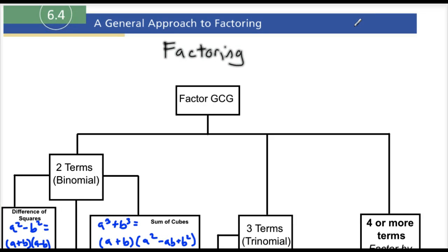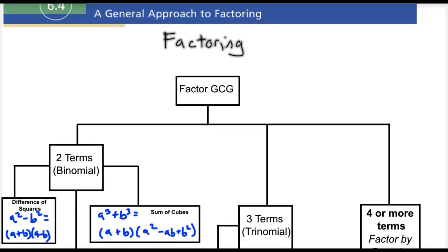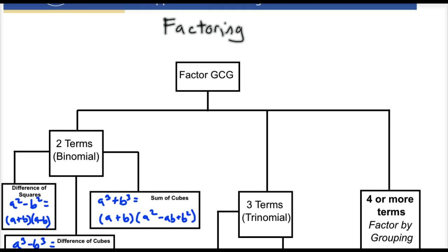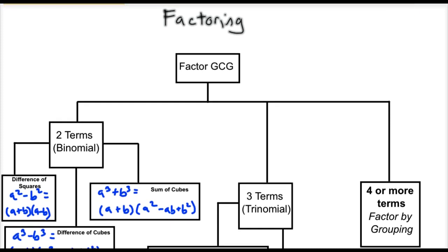All right, in this section, 6.4, we're now going to take all the different types of factoring problems that we've learned over the last three sections, 6.1 through 6.3, and combine them together. What I've tried to do here is create a flow chart that may help you do this. This is how the flow chart works, and I'm going to keep referring back to this as we do problems together in this section.